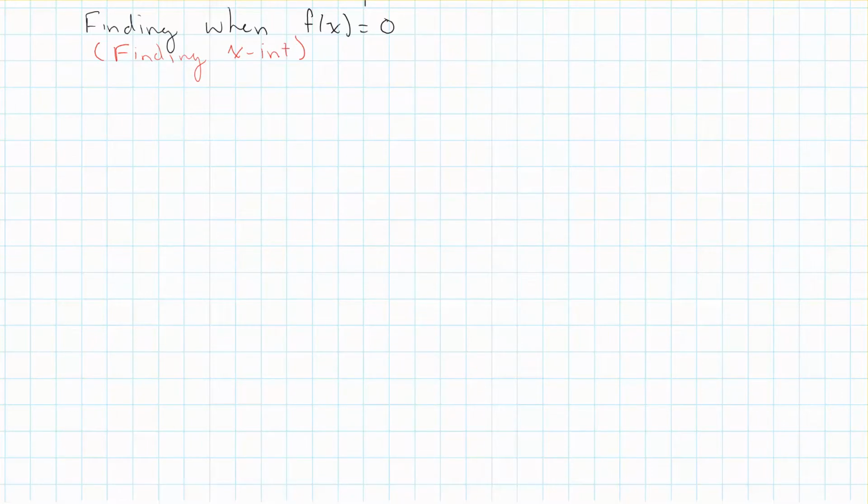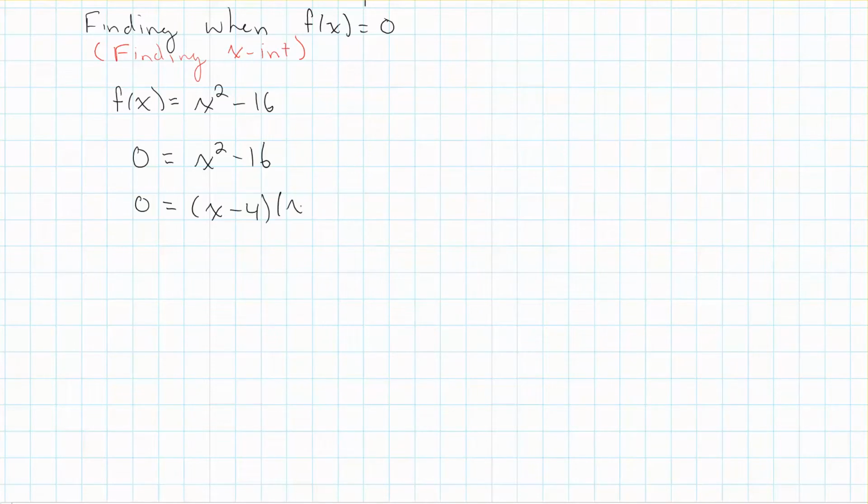So let's just look at a quick example here. If we have f at x equals x squared minus 16, and then we're wanting to find when f at x is equal to 0. So, well, f at x is 0, so I just say, well, I want to know when 0 is equal to x squared minus 16. And now we have to apply all of the solving techniques we've talked about in previous videos. So this would be factoring, of course. This would factor to x minus 4 times x plus 4, which gets me the answers of x equals 4 or negative 4.